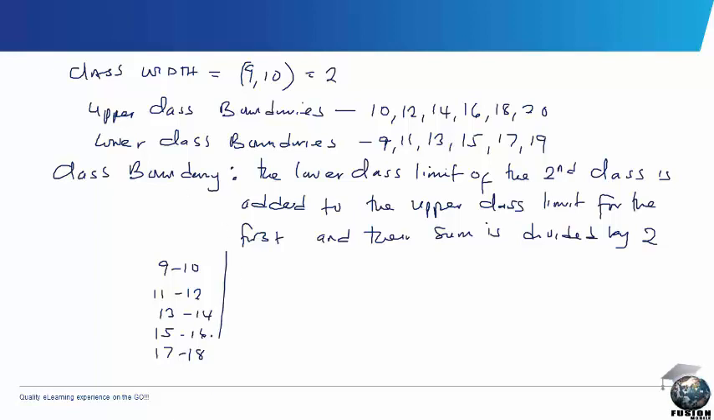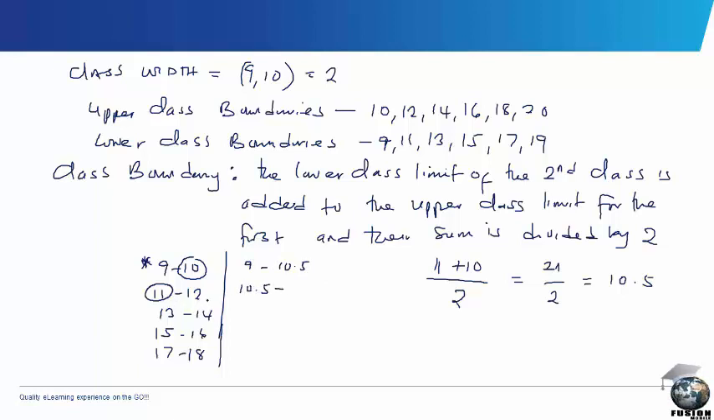The lower class limit of the second class is 11, because we have the lower class limit here, and the upper class limit for the first class is 10. So we add 10 and 11, and then we divide by 2. This gives us 21 divided by 2, which is 10.5. So we have this as 9 to 10.5.